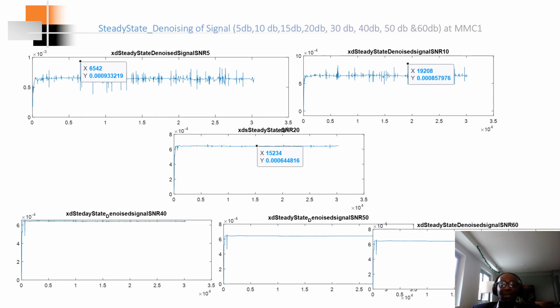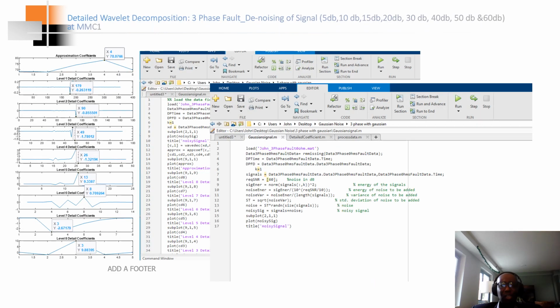Then steady state. Like I said, you can have a steady state operation without any fault. The outdoor AIS substation can be prone to substation noise, and also noise coming from industrial facilities that are close by. That itself could corrupt these steady state signals that are being measured when the outdoor substation is in operation. This feature shows denoising and extraction, and then performing the detailed wavelet coefficients after that.